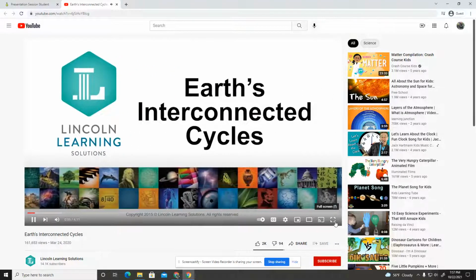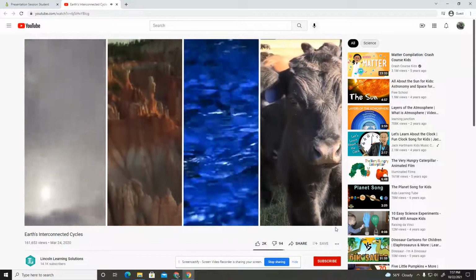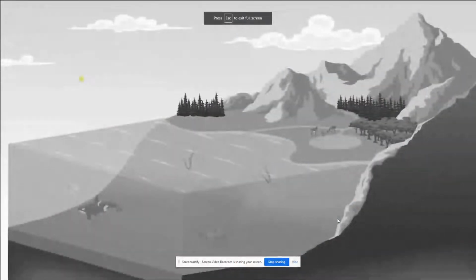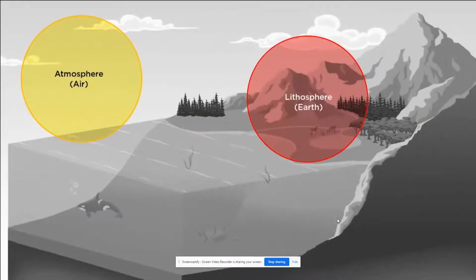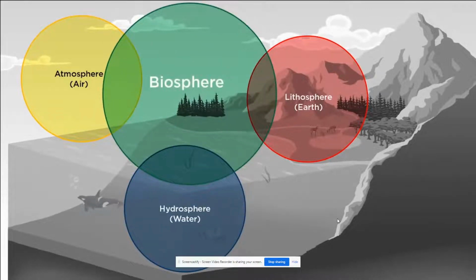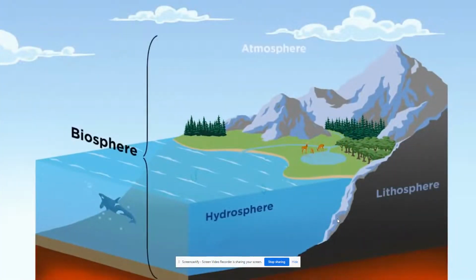Earth's interconnected cycles. Air, land, water, and life are all interconnected. The different systems of Earth are known as the atmosphere, lithosphere, geosphere, hydrosphere, and biosphere. These systems work together to create our world. In order to understand the relationship between these systems, we need to understand that each system is a group of related elements that form a complex whole.